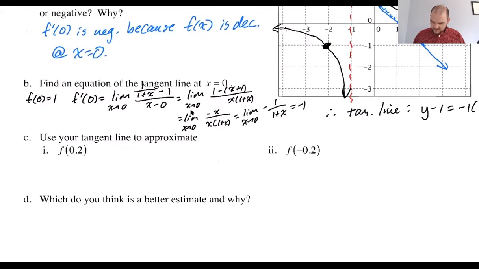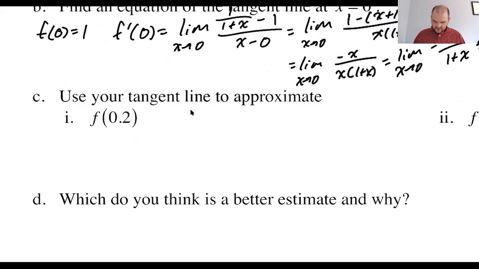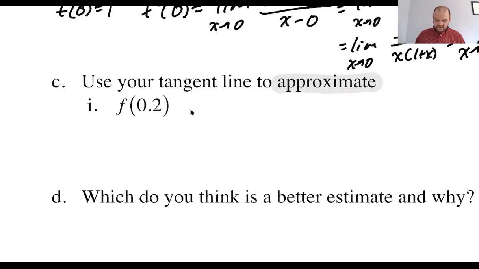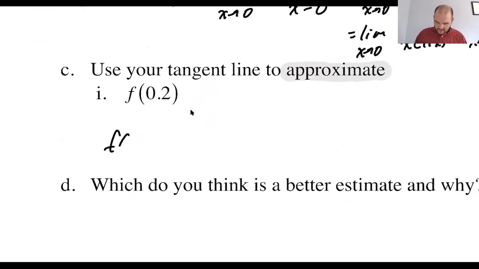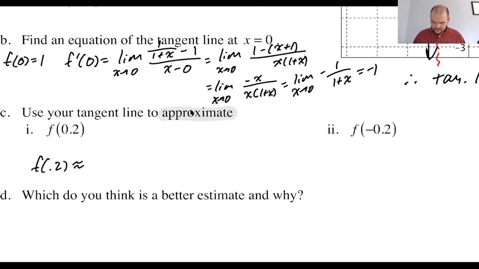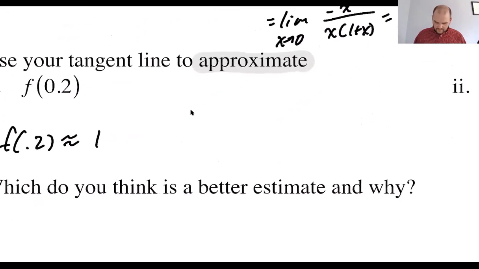Use your tangent line to approximate f of 0.2. Okay, approximate, right? If we are approximating something, then we're not getting the exact value. So we should make that clear. So f of 0.2 is approximately, if I plug into the tangent line, I will get 1 minus 1 times 0.2 minus 0. So 1 minus 0.2, which is 0.8.